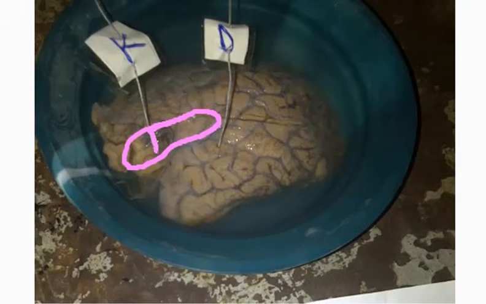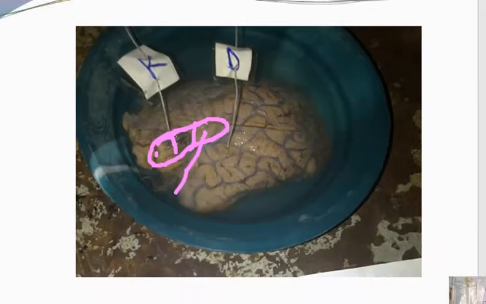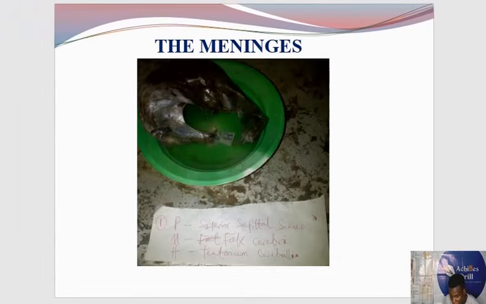There is an anterior most pars orbitalis right there, a middle pars triangularis, and of course there is also a pars opercularis right there. Okay, so those are the various parts of the inferior frontal gyrus. So right now let's come to the meninges of the brain.